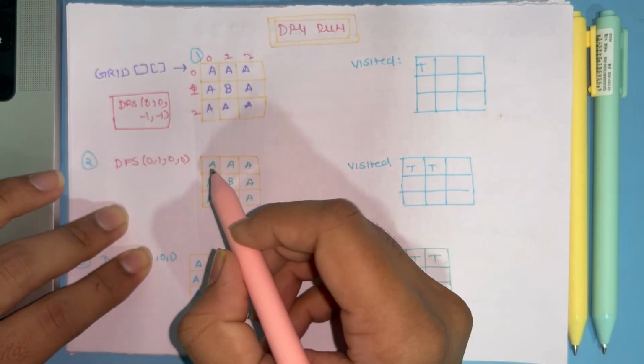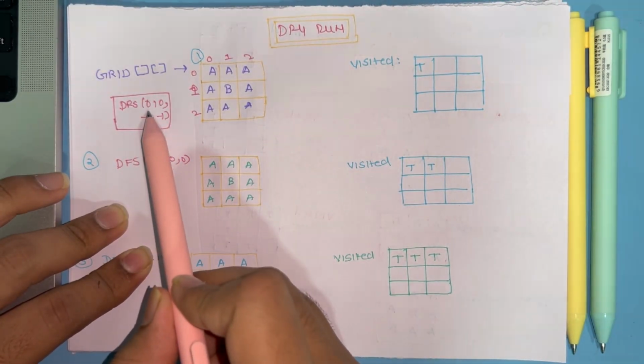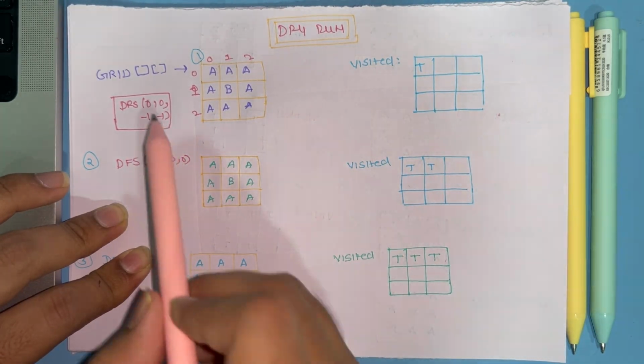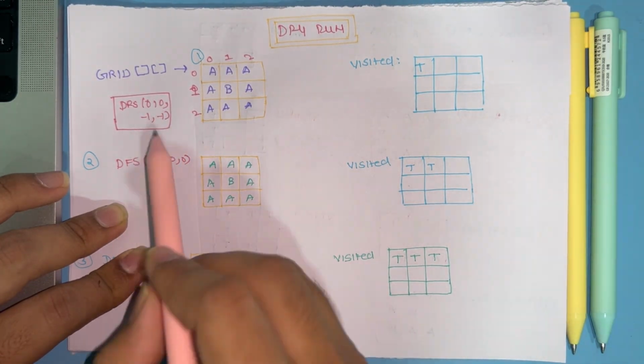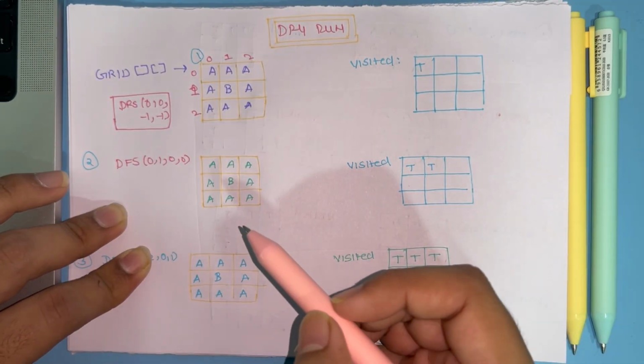So as we discussed, we are applying DFS here. The parameters we are taking in this DFS are the current cell's row and column, and the parent cell's row and column from where we are reaching this current cell. Why are we keeping this parent cell's row and column? You will know exactly by the end of this dry run.